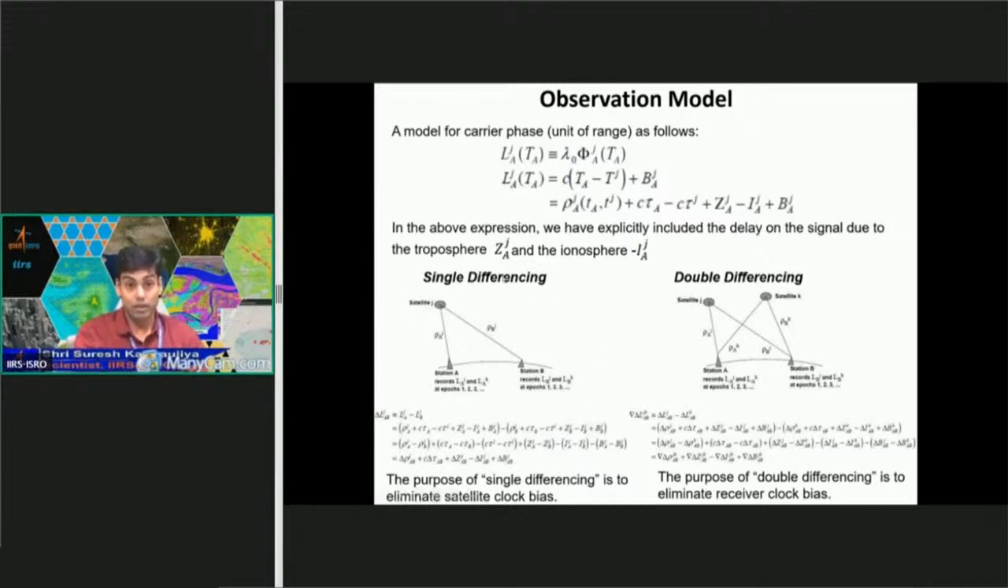When we are going for single differencing, we have to use this formula. In single differencing, we use 2 stations and 1 satellite. With the help of single differencing, we can remove satellite clock biases. In double differencing, we need 2 satellites and 2 stations. With the help of this, we can correct receiver clock biases.